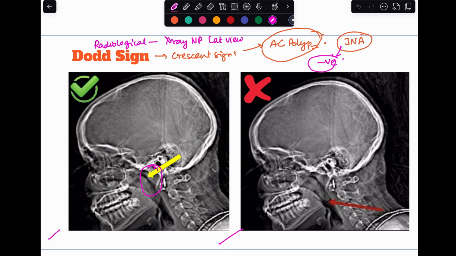Now, the reason I've added this second image over here is there's a common confusion regarding this image. You'll see the second image with this marked red arrow. You'll find a lot of this image on the internet, and it will be showing that this is the Dodd sign or the crescent sign pointing towards this region, because you may actually end up imagining a crescent air column right over here. But this is actually not the correct demonstration of Dodd sign. Let's look at the first image here and remember that this is the area that we want to see, and this is the crescent air shadow that we are looking for, not the one that we are seeing in this part. So that's about Dodd sign.